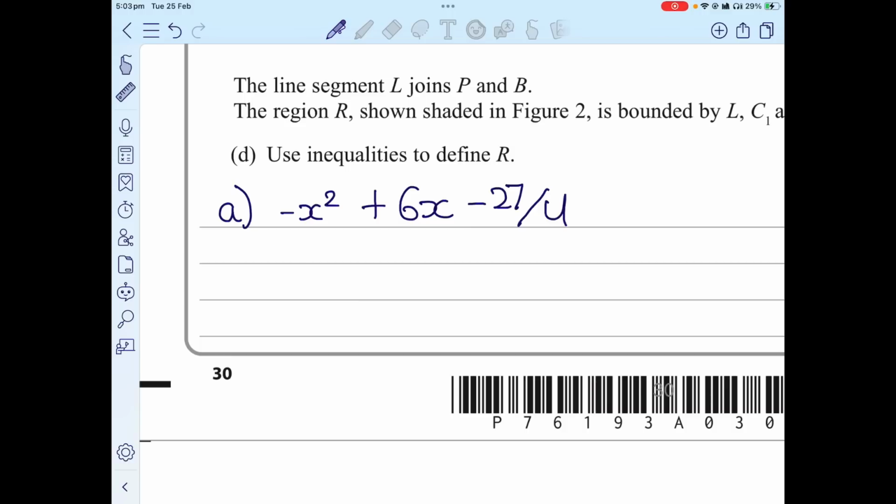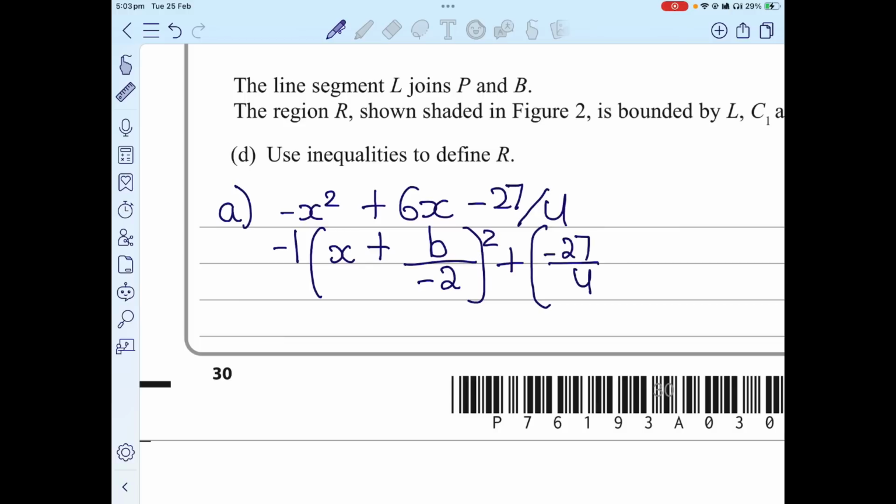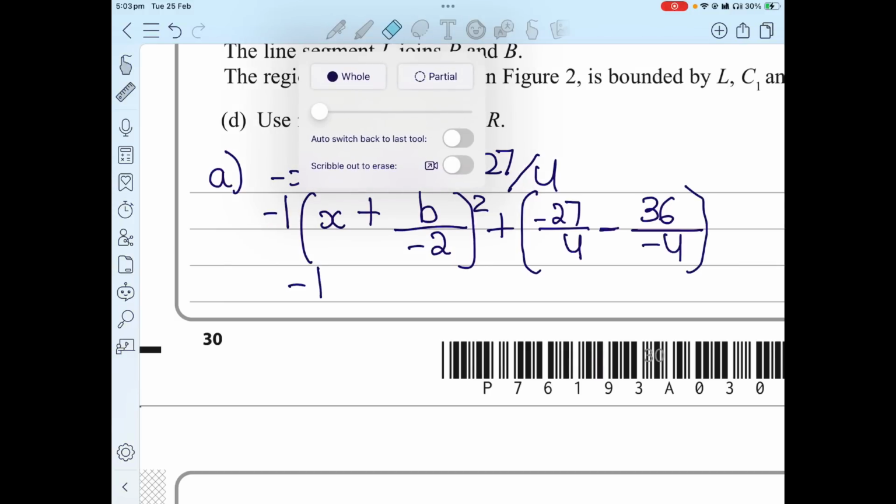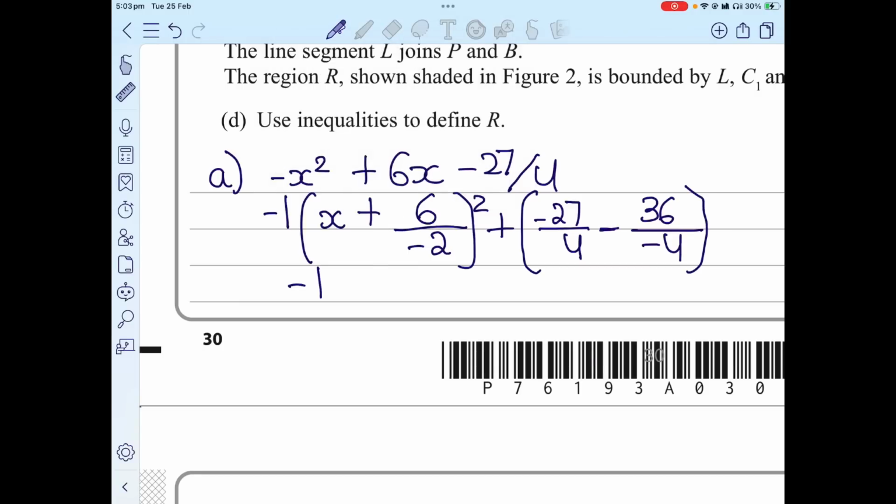Okay, now I can take negative a common, then x plus the value of b, which is 6, over 2a, which is negative 2, the whole square, plus the value of c, which is negative 27 over 4, minus the value of b squared, which is 36, over 4a, which is negative 4. So negative a, x plus b over 2a, the whole square, plus c minus b squared over 4a. Alright, and then if I want to simplify this, I can write this down as negative 1. No, why did I put b here? It should be 6. Alright, so negative 1, x minus 3, the whole square, plus 9 over 4.